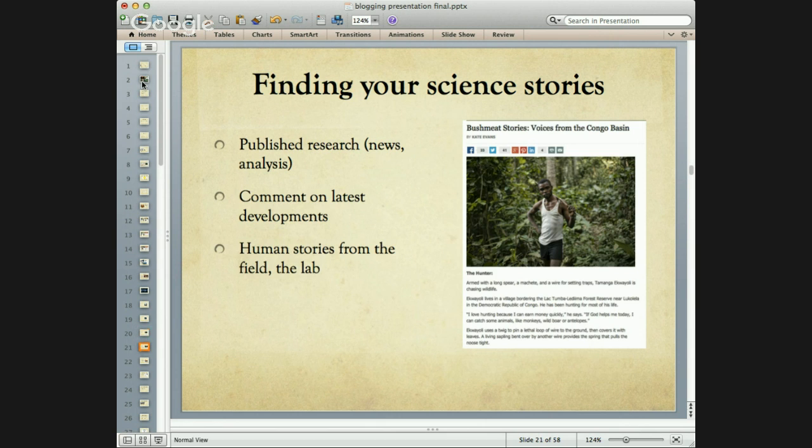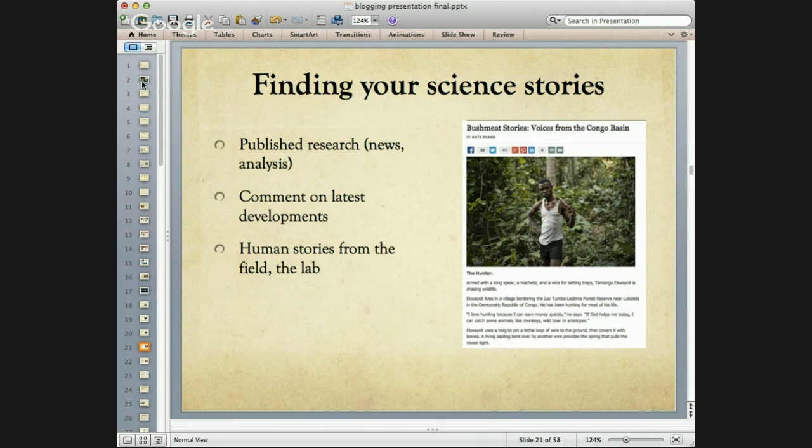Another thing that is a great science story, and we'll come back more to the human stories, is these human stories from the field, from the lab. I don't think in science we do this enough. Scientists are out in the field working with people all the time. People are in the lab doing really interesting science. And there's so many stories that could be there. They may not be research findings. They may be about the process, or they may be about the stories of the people. And they can be incredibly powerful ways to get people interested in science.